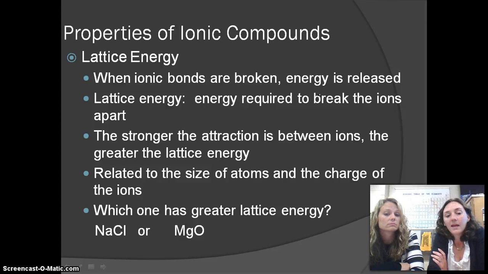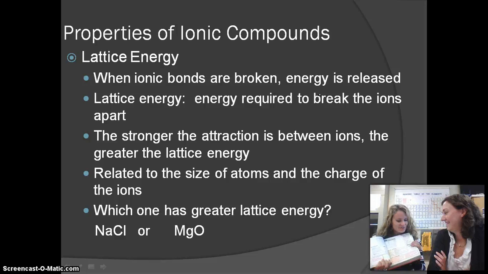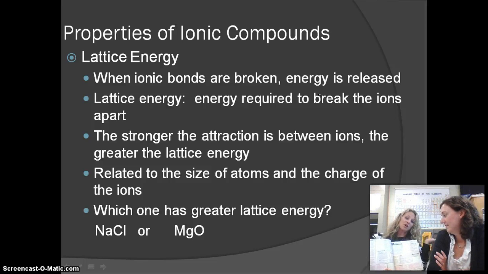Now, which one has greater lattice energy? You have sodium chloride, or you have magnesium oxide. How are we going to figure this out? Well, there's two different ways. We could do a little math, or we could take the easy route and look in our book in a chart. So on page 271 in your book, there's a nice chart. You can look up the different numbers, and the higher number means greater energy.